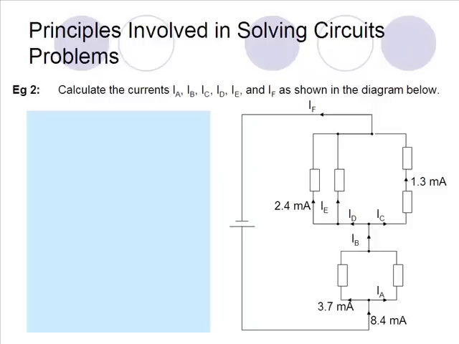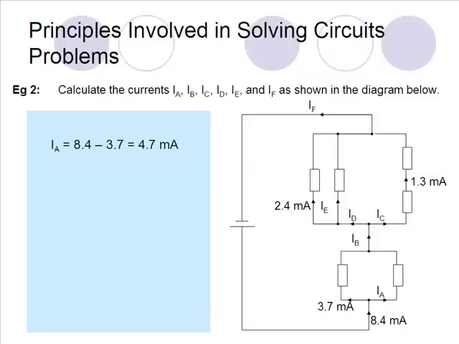Using principle number 1, can you tell me firstly, what is the value for IA? Which junction will you look at? The bottom one. Great. So IA plus 3.7 milliampere equals 8.4 milliampere. Then you can find IA already, right? Correct. Great, 1 mark. So can we proceed on?